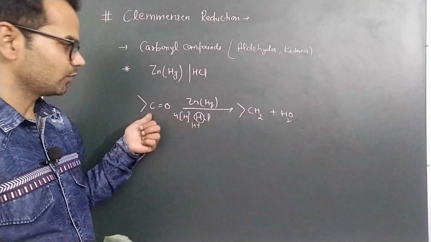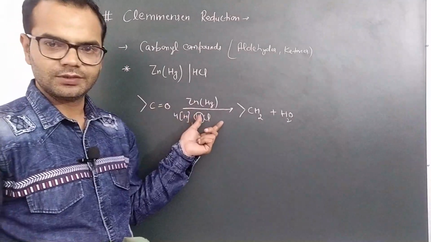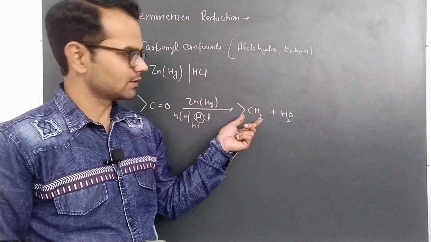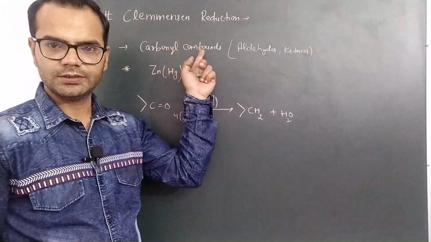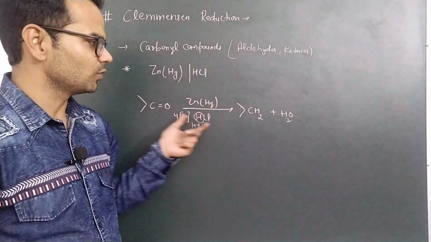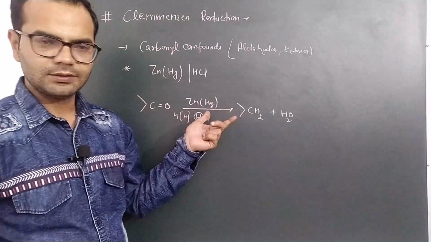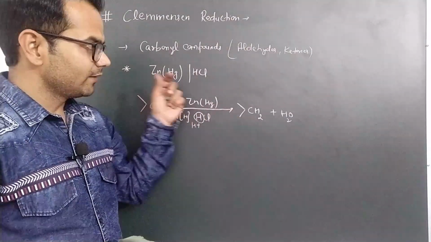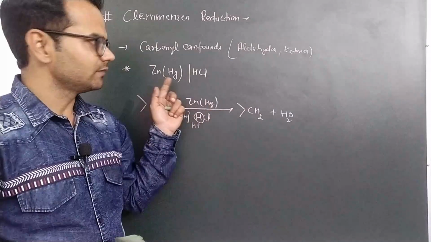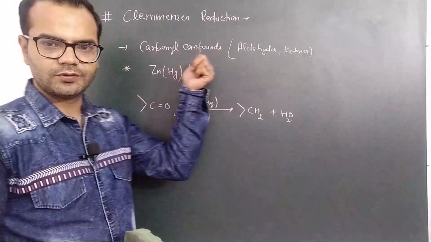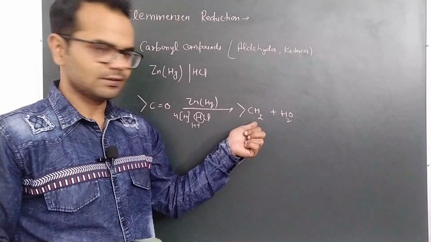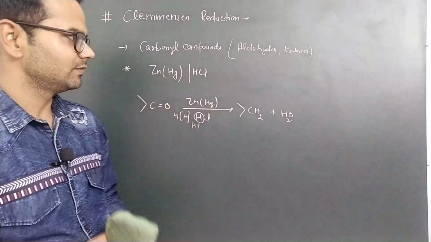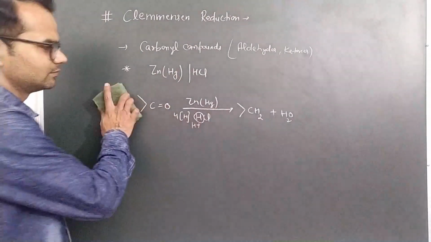So conversion of carbonyl compounds in acidic medium directly to the corresponding alkanes, that is called Clemmensen reduction. This is the trick to understand the reaction, and the importance of this reaction is that it is a one step conversion of carbonyl compounds to corresponding alkanes. But what is the mechanism? Let us understand the mechanism.